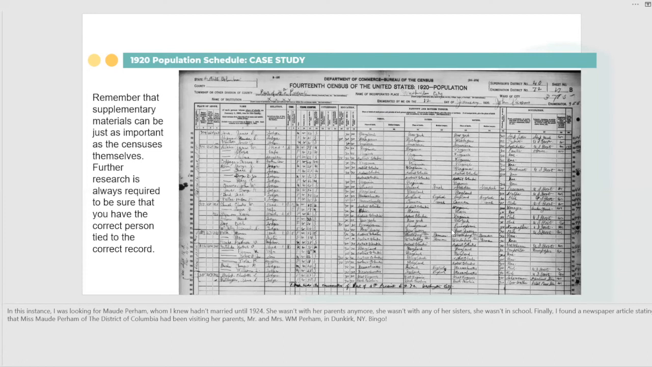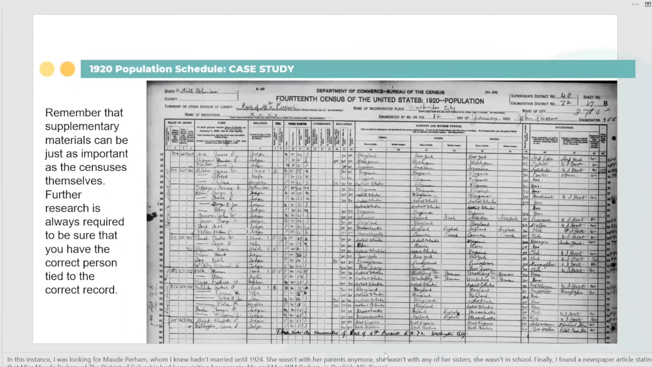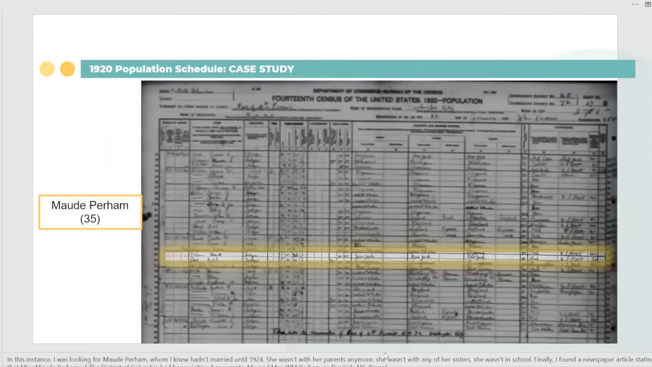Further research is always required to be sure that you have the correct person tied to the correct record. So here I was looking for my great grandmother, Maud, who was Willis's second daughter, and she wasn't with her family. I knew that she didn't get married until 1924, but I couldn't find her anywhere. So as I started doing my research, I ran across a newspaper article that mentioned that she was in town visiting her parents from the District of Columbia, which is where she was in 1920.